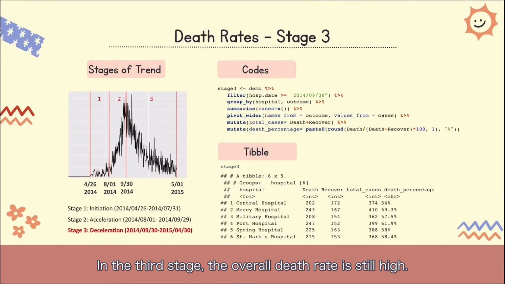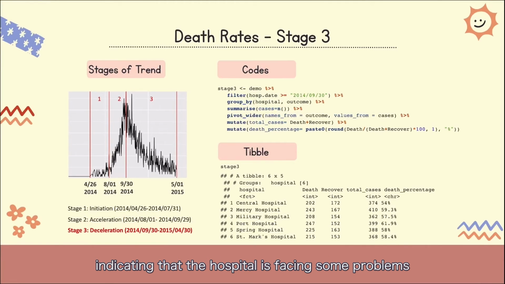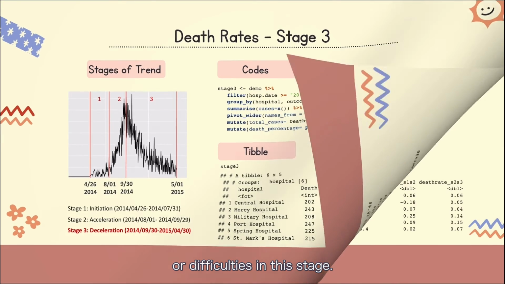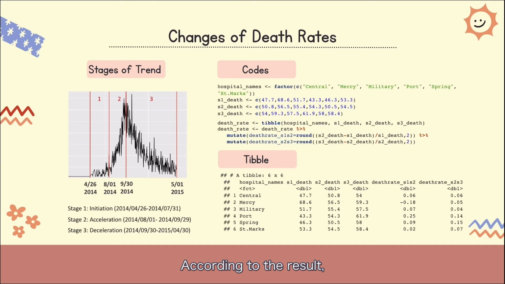And in the third stage, the overall death rate is still high. Among all the hospitals, we can discover that the death rate for the Port Hospital became very high, indicating that the hospital is facing some problems or difficulties in this stage. Next, we can examine the death rate change for each stage with this code. According to the result, Port Hospital has the highest increase in death rates for stage 1 to stage 2 and stage 2 to stage 3. This result also implies that the hospital should take measures to improve the treatment outcome.